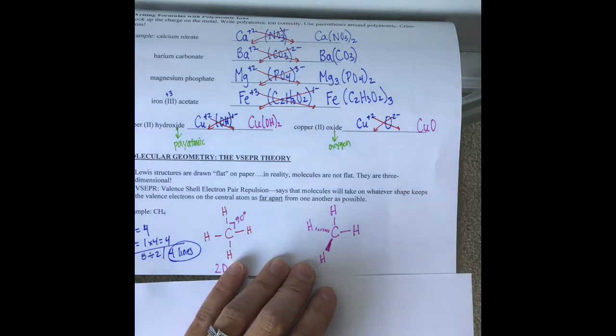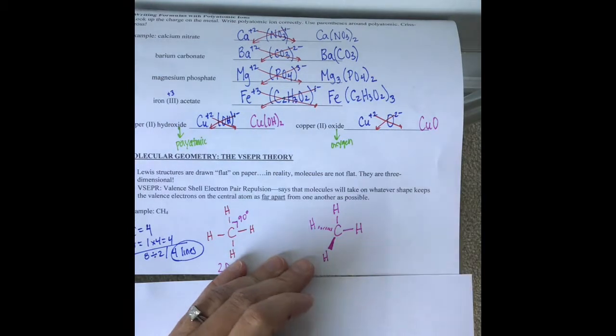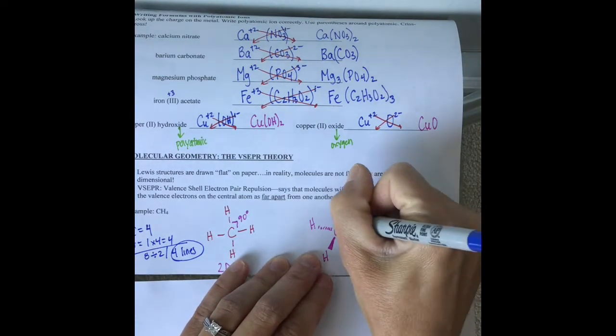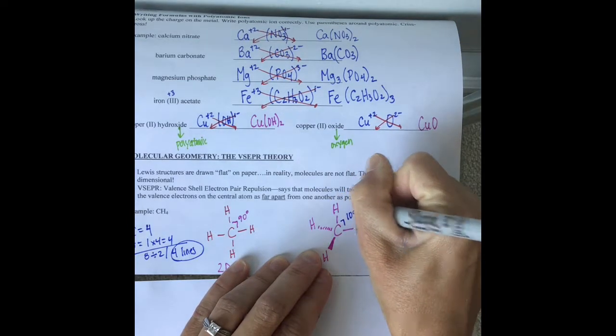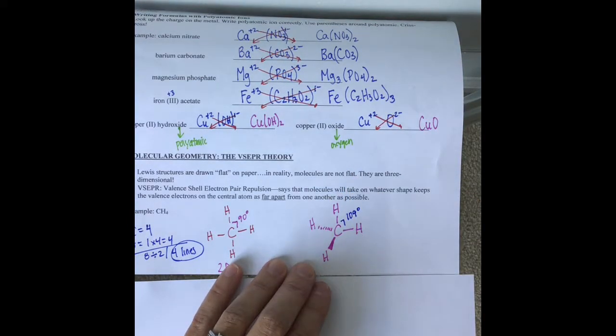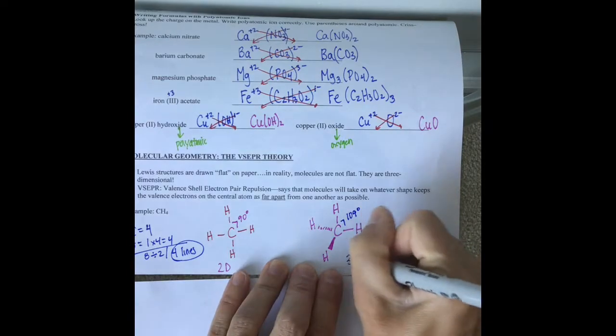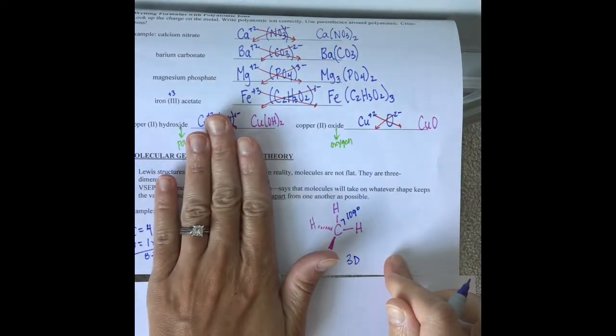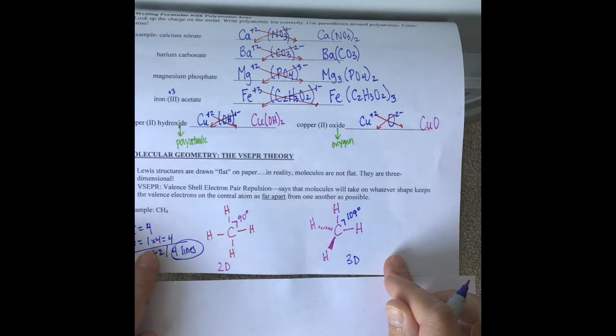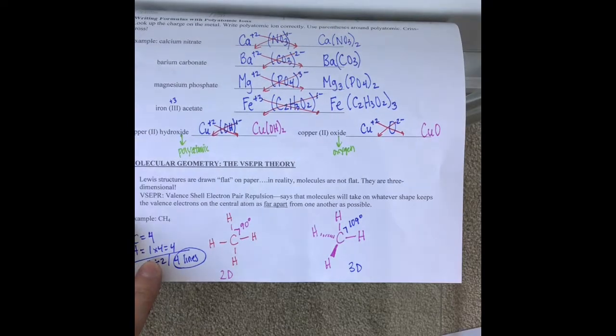And so you can kind of see this in 3 dimensions. Instead of the hydrogens being only 90 degrees apart from each other, in 3 dimensions these would be 109 degrees apart from each other. So you can see the difference between a 2D flat drawing of CH4 and a 3-dimensional drawing of CH4. Okay, so let's flip the paper over and look at this in a little bit more detail.